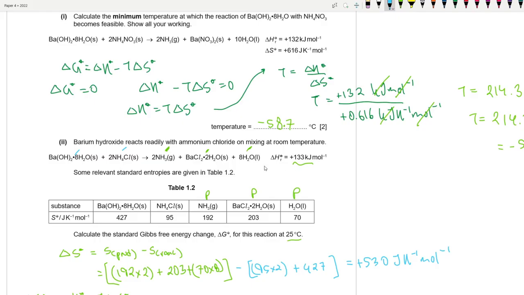Okay, so del H, it's in kilojoules. So that's plus 133. Why do I say kilojoule? Because the final answer is in kilojoule as well. The SI unit of Gibbs free energy and enthalpy is kilojoule per mole, but the SI unit of entropy is joule per Kelvin per mole. Okay, so minus the temperature needs to be converted to Kelvin. So 25 plus 273, which is 298, times 530 by 1000, which is 0.530. Okay, so if you solve this, you get an answer of minus 24.9 kilojoule per mole. Awesome.